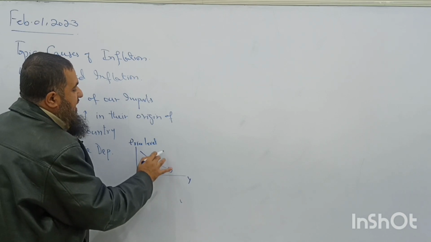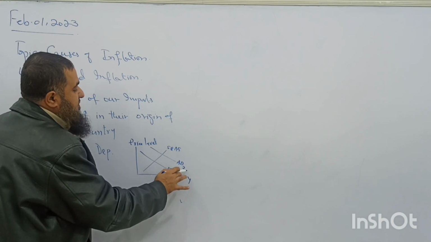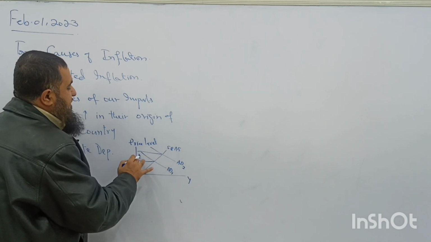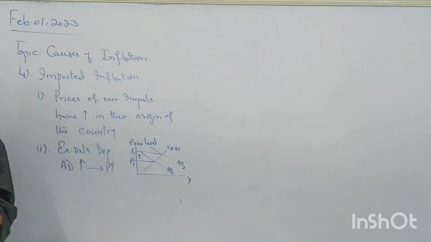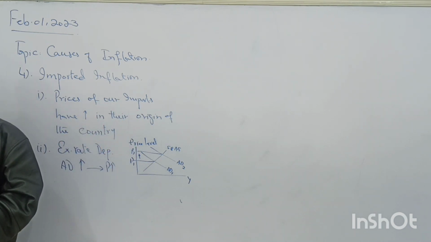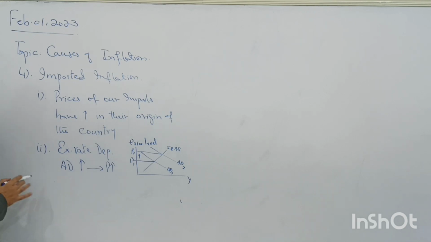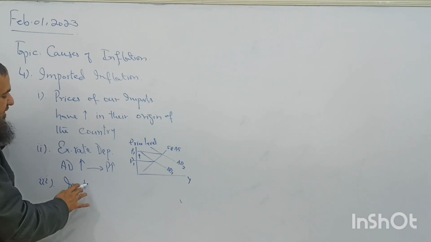Okay. Aggregate demand, this is now short run aggregate supply. So aggregate demand has shifted upward due to the depreciation of the exchange rate, because foreigners are demanding more of our exports. So as demand for our exports has increased, domestically our prices will also increase. Clear or not?